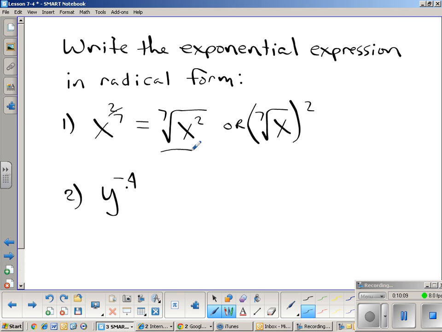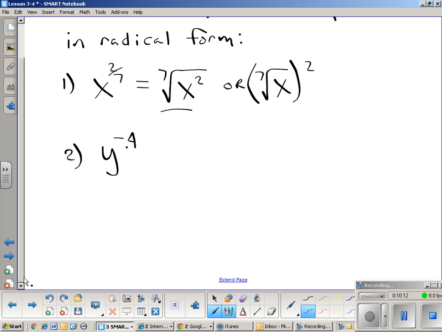Okay? This one's a little tricky because it's a decimal, and we're talking about rational exponents. So the first thing we might have to do is rewrite this decimal as a fraction. So what is 0.4 as a fraction? 2/5. It's 4/10, right? 0.4 equals 4/10, and if you reduce that, you get 2/5. And so we get negative 2/5.